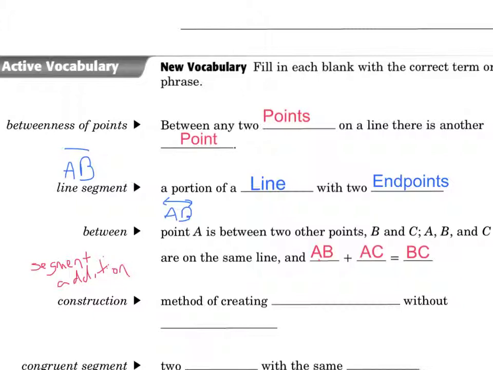Segment addition. Alright, the next thing we're going to talk about, we're not going to use a lot, but we'll talk about construction. Construction is the method of creating geometric figures without measuring tools. There's actually some activities that we might do throughout the year, especially towards the end of the year, where you can actually create 90-degree angles with only a pencil and a string. That's all you need. Or create congruent figures with just string and a compass maybe.